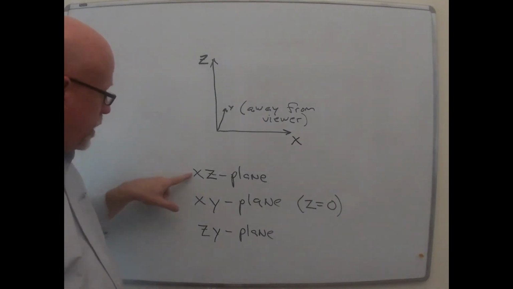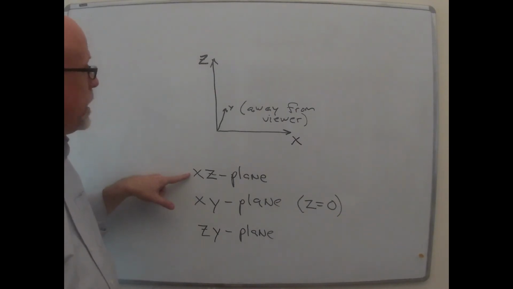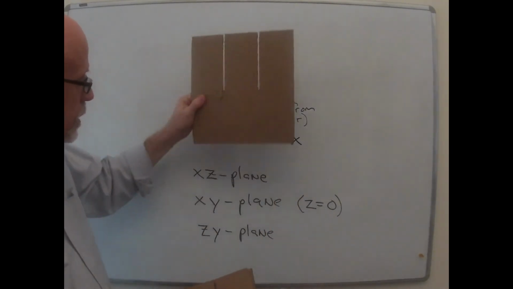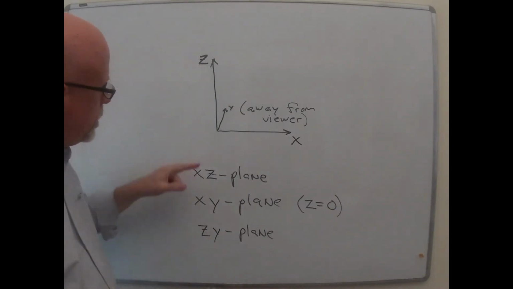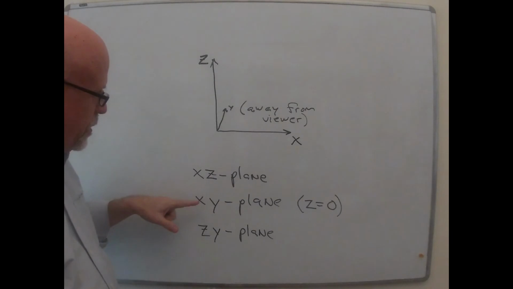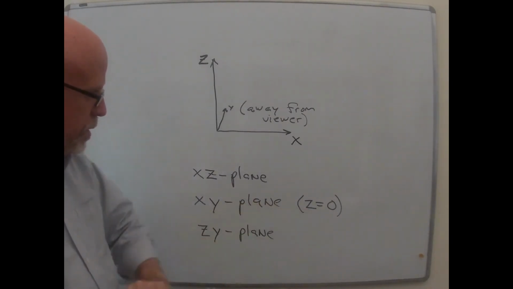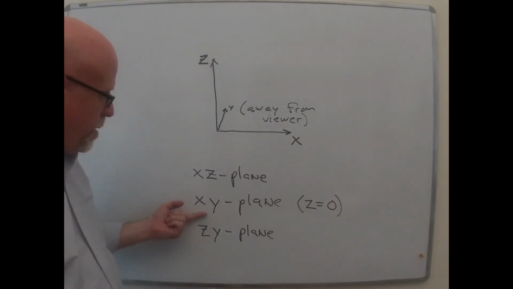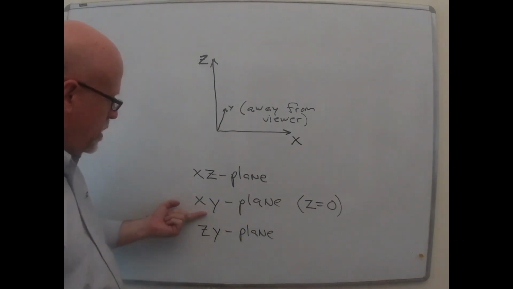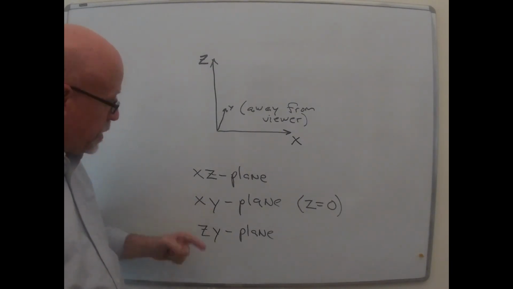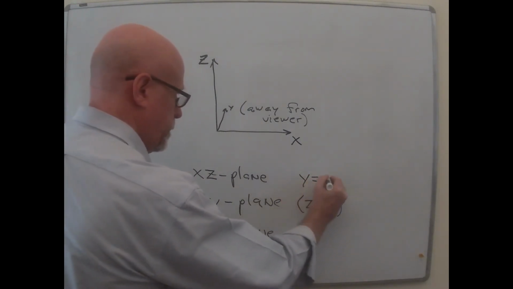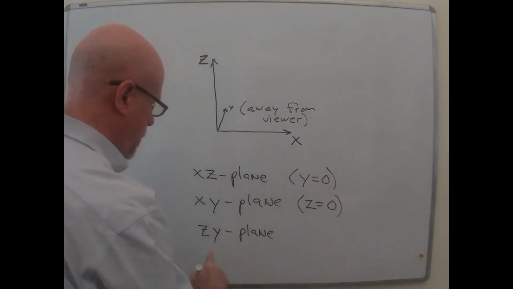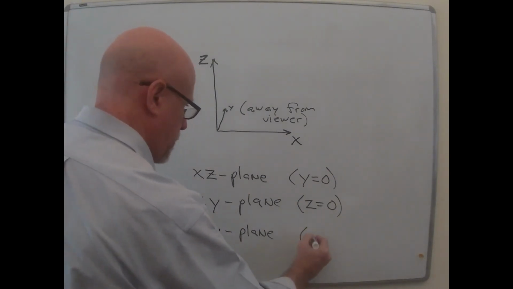Which variable should we set equal to 0 to get the XZ plane? That's the one that's oriented flat to you. Well, it's maybe easier than you think, because this one is called the XY plane and its equation is Z equals 0. The thing that you need to set equal to 0 is the one variable that's not mentioned here. So if you're looking for the XZ plane, that's when Y is equal to 0. And the ZY plane, that would be when X is equal to 0.